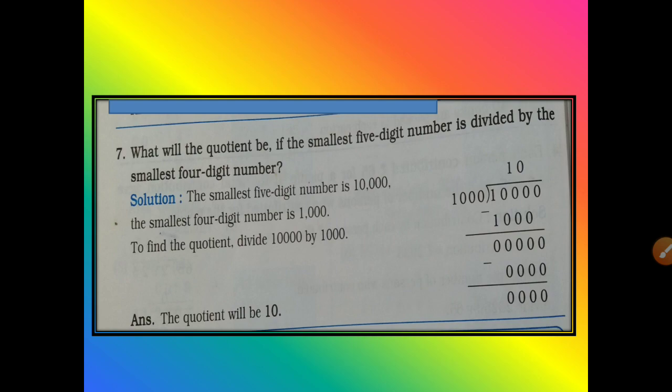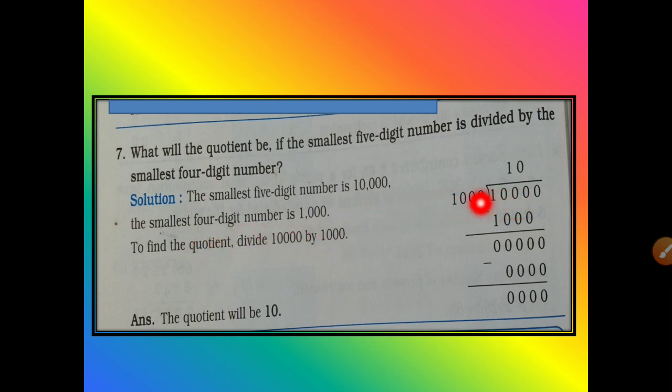Question number 7. What will the quotient be if the smallest 5-digit number is divided by the smallest 4-digit number? Now here we need to write the smallest 4-digit number and the smallest 5-digit number. The smallest 4-digit number is 1000 and the smallest 5-digit number is 10,000. To find the quotient, divide 10,000 by 1000.